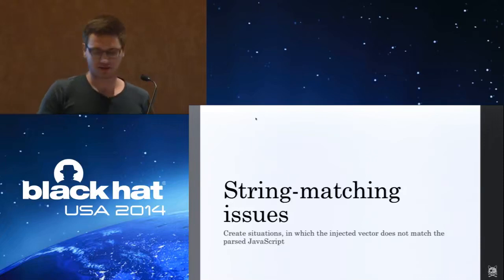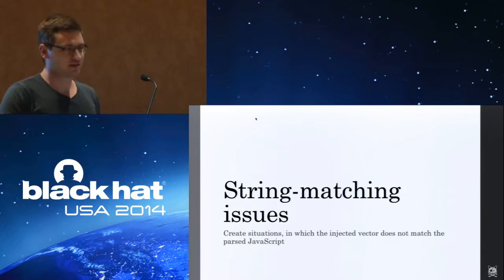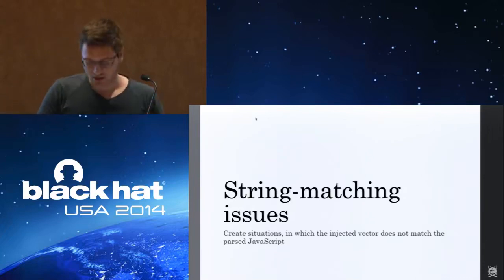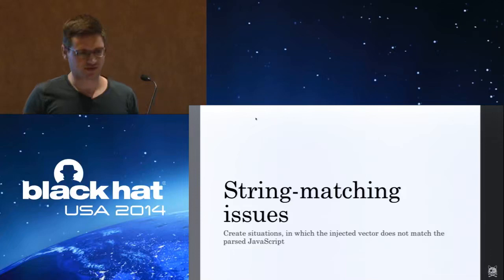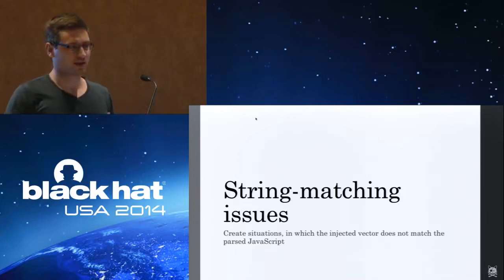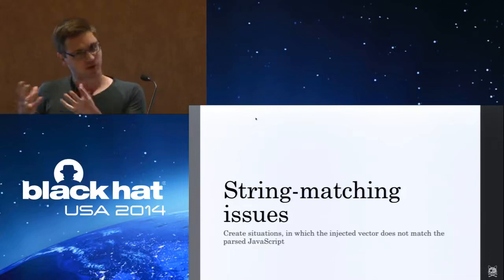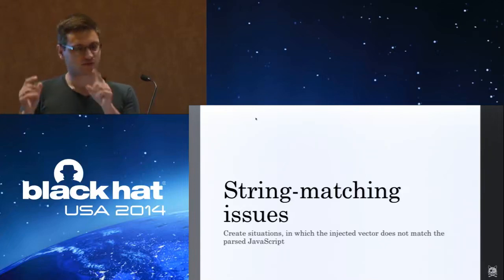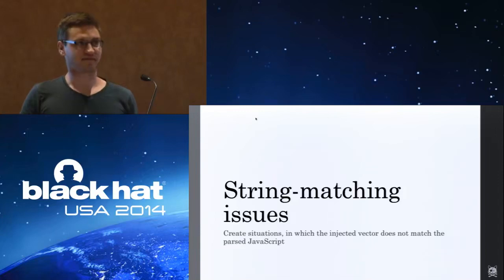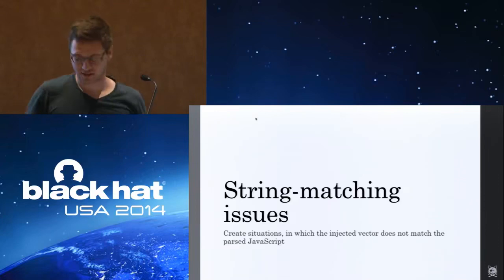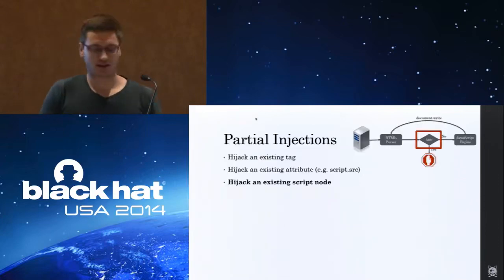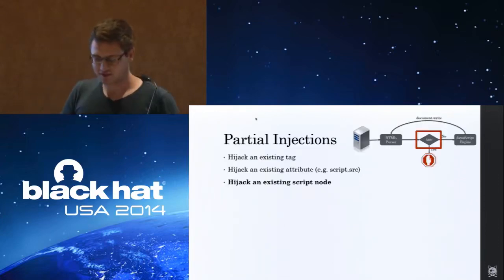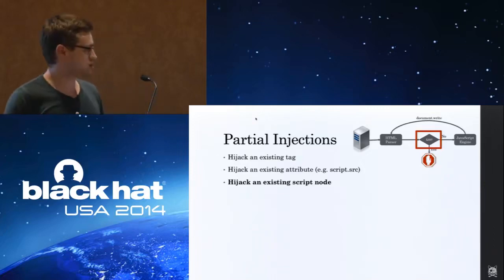The second phase in which we might be able to fool the auditor is issues related to string matching. We want a situation where the XSS auditor, once it encounters, for example, a script tag, looks for the whole content in the URL. So are there situations where you have your malicious payload, but the matching doesn't work? And actually, lucky us, there is. We like to call these partial injections.